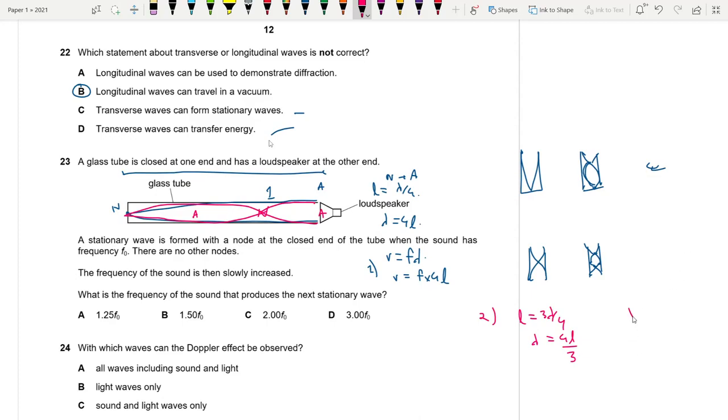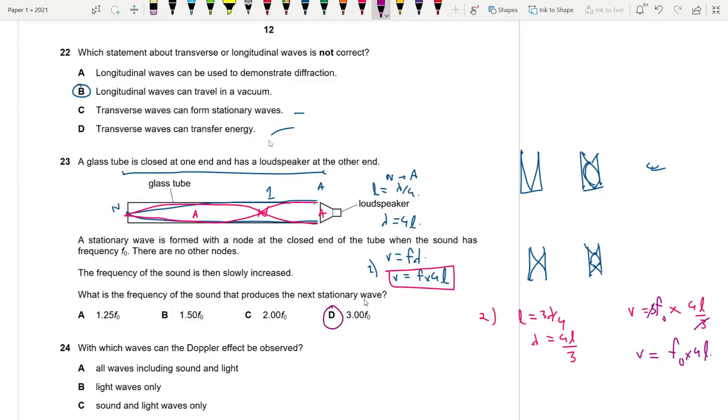Now the logic is you need to keep the value of velocity constant, because velocity is not going to change. We need to keep it at 4FL. So V is equal to the new lambda, which becomes 4L by 3. Now what do we need to do to the value of frequency to make sure that the value of 4FL is maintained? Frequency needs to be multiplied by 3 times the original value, right? Then the 3's can cancel out. We're gonna get V is equal to F0 into 4L. So frequency will actually increase by 3 times. So 23 should be D.